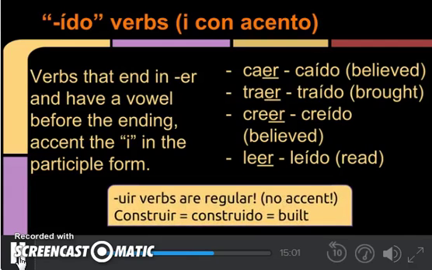Now, please note, these are not IR verbs. So UIR verbs are regular. They don't accent their I's. So construir, huir, influir, concluir, destruir, there's a whole bunch of them. They're just normal. Chop off the IR, put ido on the end of it, don't accent it. It's only verbs that end in ER that do this.